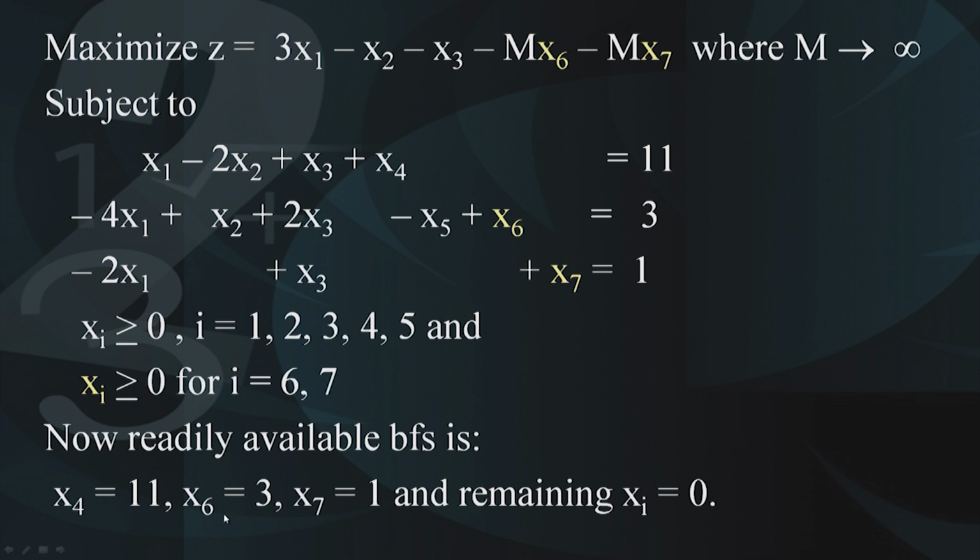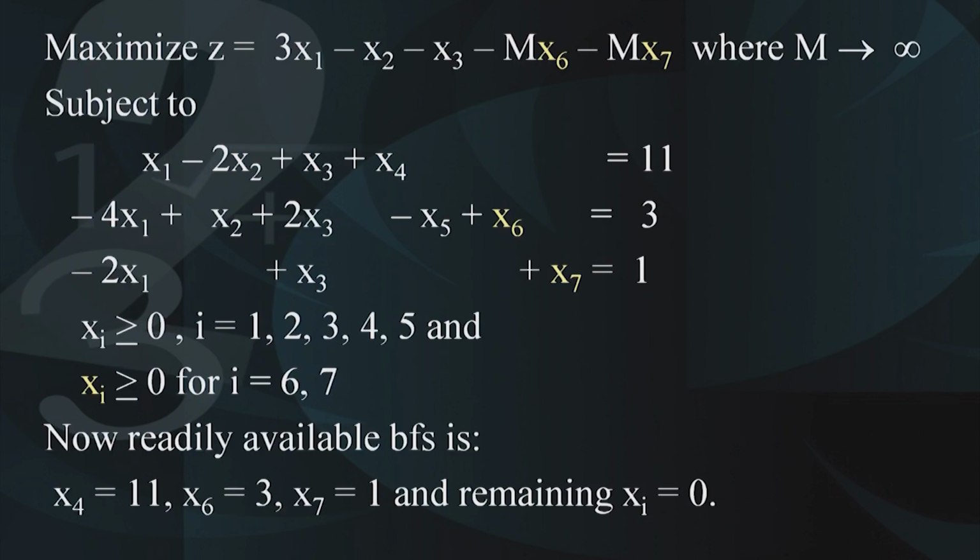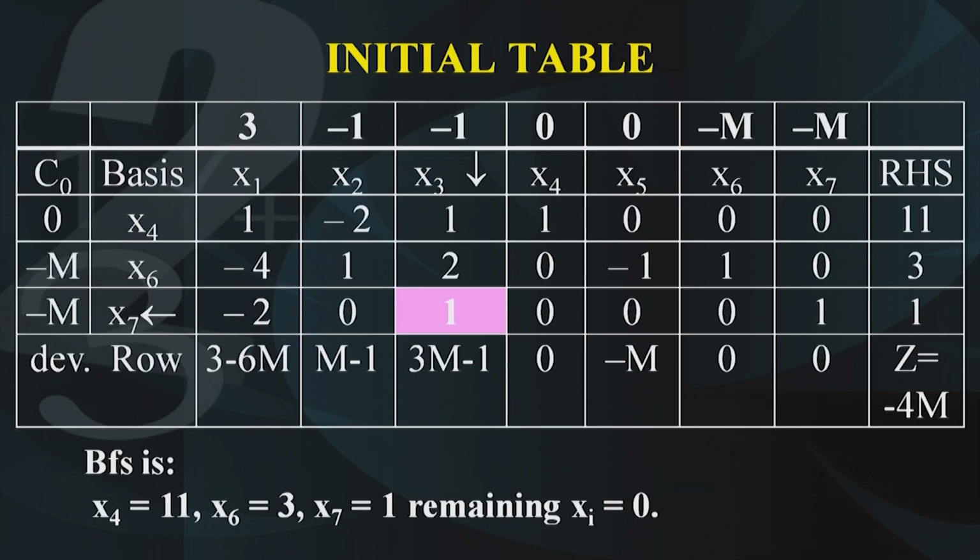Similarly, the coefficients of x5 are 0, minus 1, 0. So, under x5 we write 0, minus 1, 0. Again x6 is the basic variable, so it will have coefficients 0, 1, 0. Here x6 is 0, 1, 0, and similarly x7 is 0, 0, 1. In the last column we will write the right hand side of the problem, that is 11, 3 and 1.